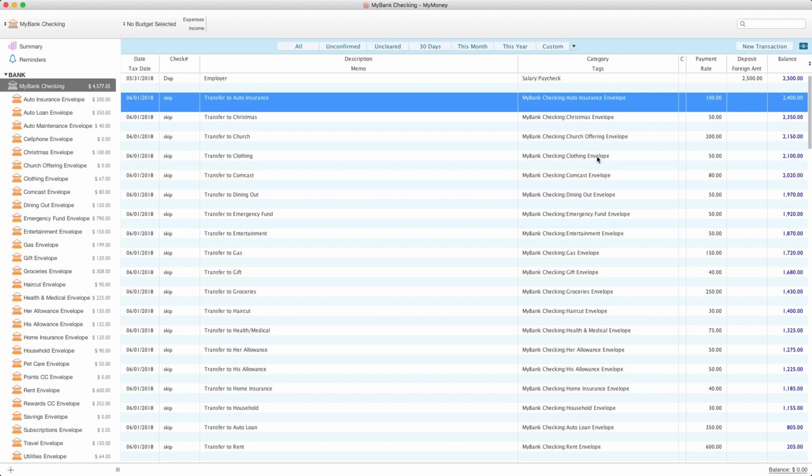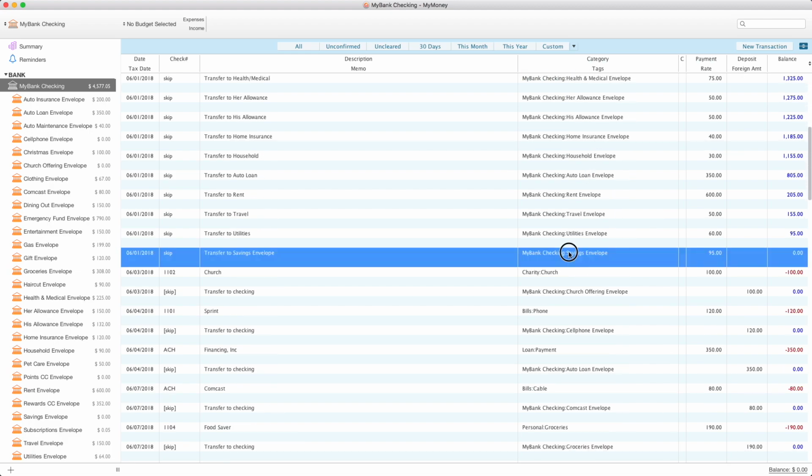Those transactions are going in till we get to the bottom, that last $95, and now my checking account reflects a zero balance because everything has been transferred out and into an envelope. But my overall checking account up here at the top left corner will still represent what I have in my actual checking account because, again, these envelopes are subordinate to that account. So they all wrap up into that account. All right, so the bank thinks I have $4,577.05, which I do, but I have them in different envelopes.